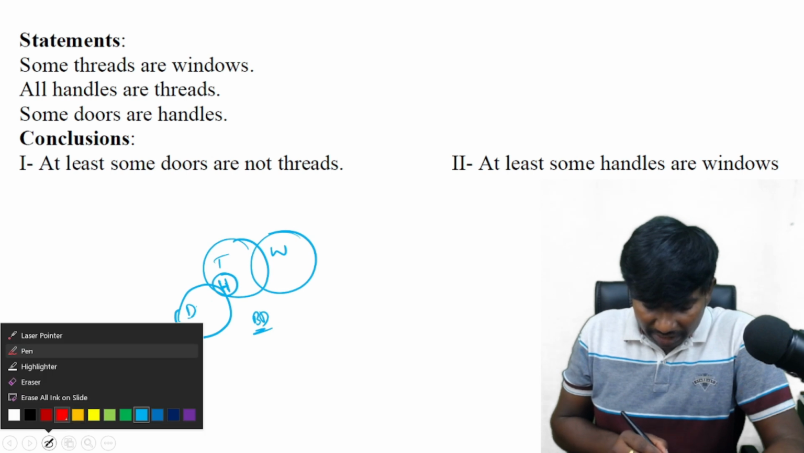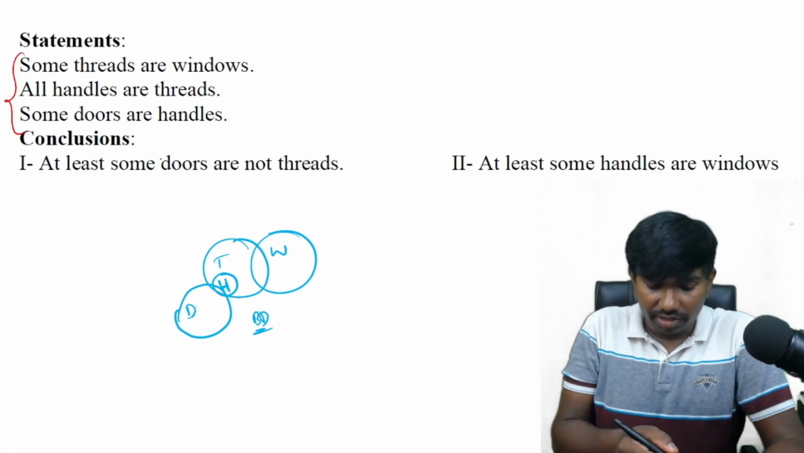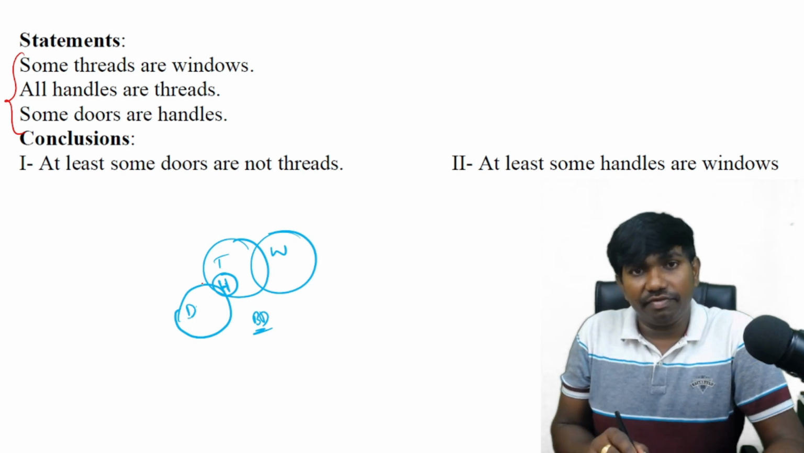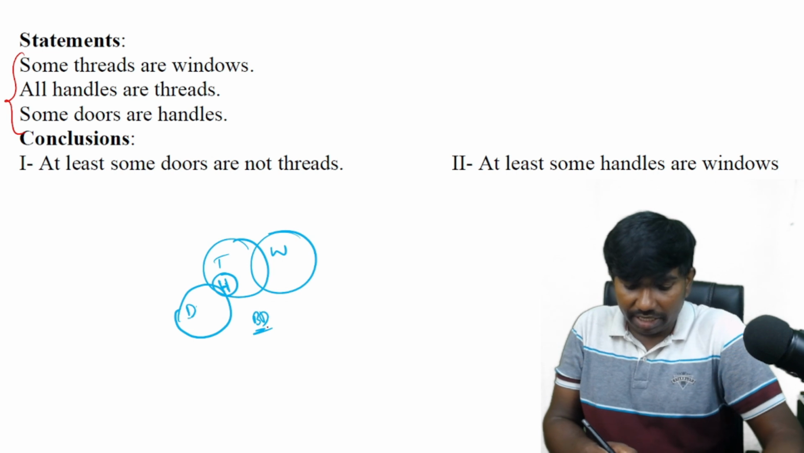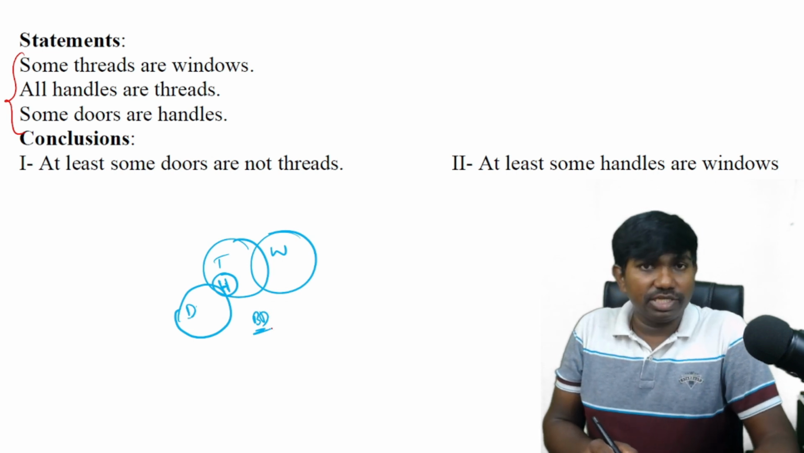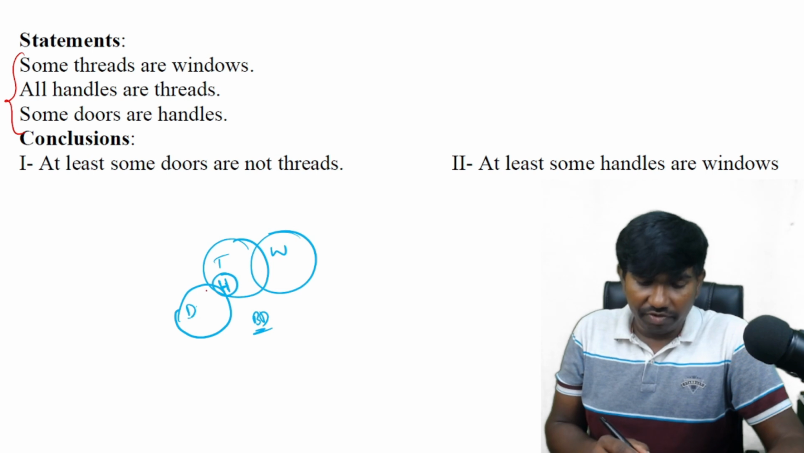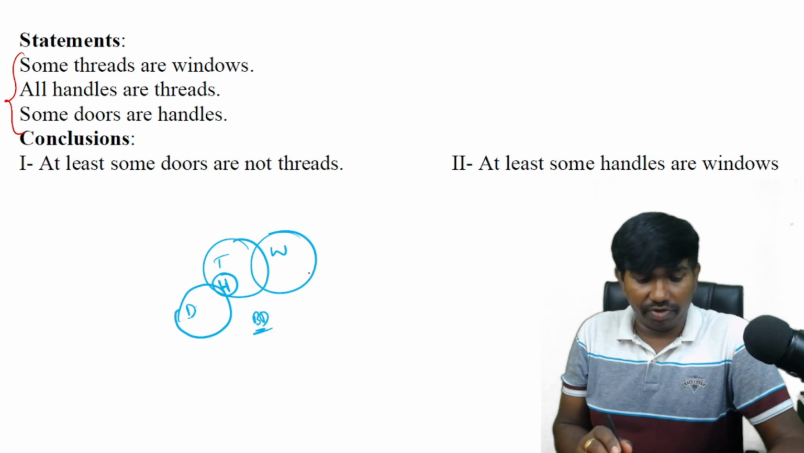Tell me, is there any negativity in the statements? No negativity. That means every circle can intersect with any other circle in any way in alternate diagrams. Okay. But this is the basic diagram. There is a rule for basic diagram, that is minimum overlap. That's why we got this diagram. Otherwise, you can draw the diagram in any way.